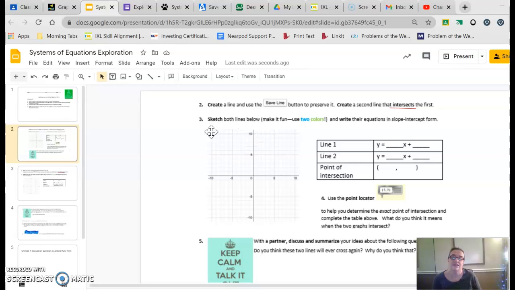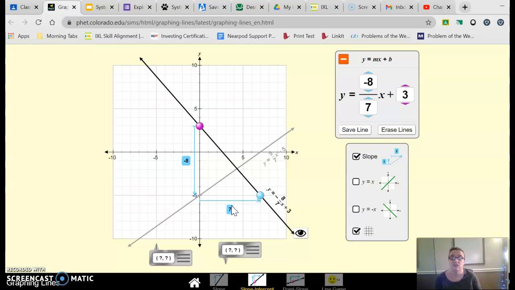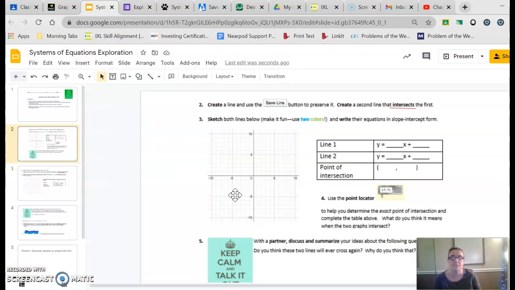Step 3 says sketch both lines below and write their equations in slope-intercept form. We have the advantage that we're completely digital. So if you want to just take a snip or a screen capture of this part of your screen and paste it here, I am okay with that. You can just go ahead and, as long as there's the picture that shows those 2 lines. But you do have to fill in the equations here in slope-intercept form and give me that point of intersection.